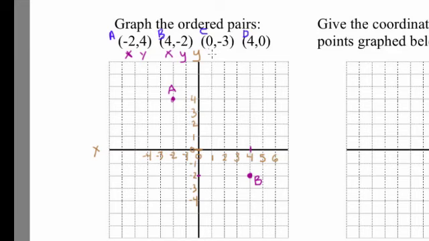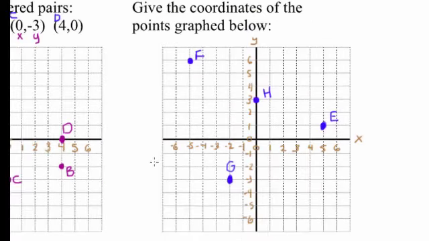Point C, again, the first number is the x-coordinate. The second number is the y-coordinate. So find 0 on the x-axis, -3 on the y-axis, and their intersection point is right there. That's point C. Point D, you find 4 on the x-axis, 0 on the y-axis, is right there. That's point D. Pause the video and take a minute to put in dots where I have them located.